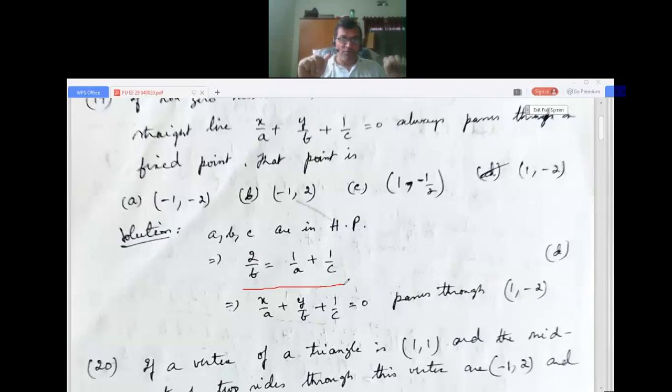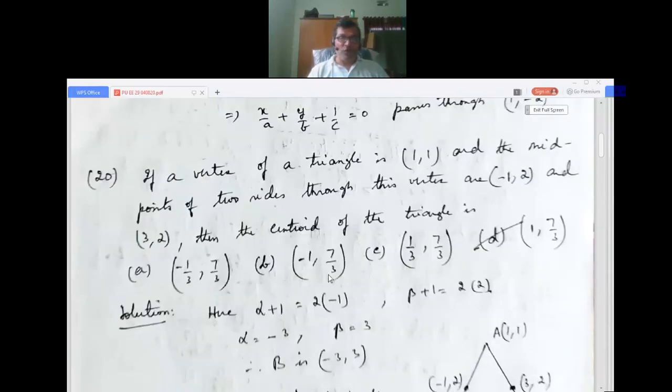Now we have to see for this particular equation, when you put which value here, you get this equation. Correctly you will get it for 1 comma minus 2, so it passes through 1 comma minus 2, so the option is D. I hope you followed this. I tried to explain, then think and work on that, you will certainly understand.